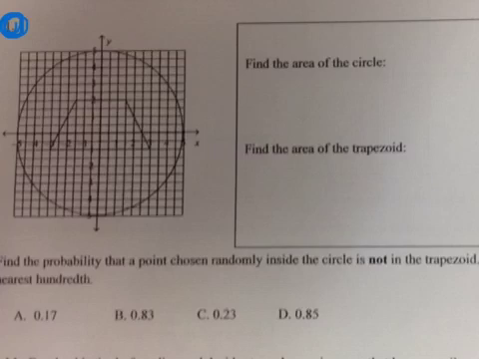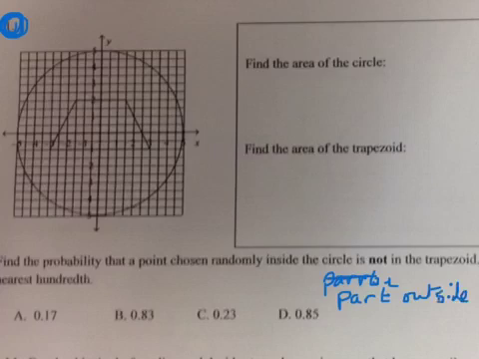All right, so what we're going to do here, if you look at the problem here, it says find the probability that a point chosen randomly inside the circle is not in the trapezoid. So it's not that we want it to land in the trapezoid, we want it outside the trapezoid. So if we're thinking about that part, the whole, wouldn't that be the part outside the trapezoid? That's the part I want.